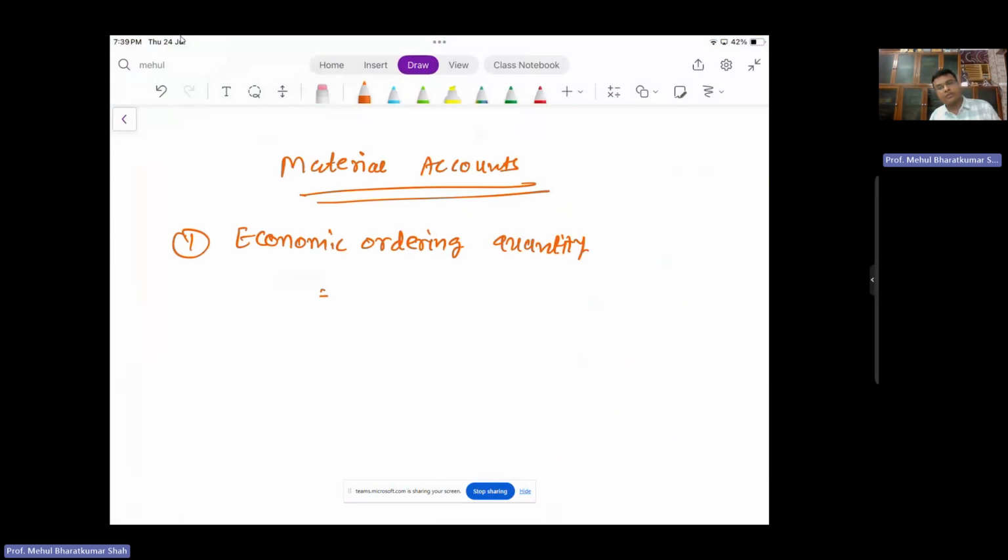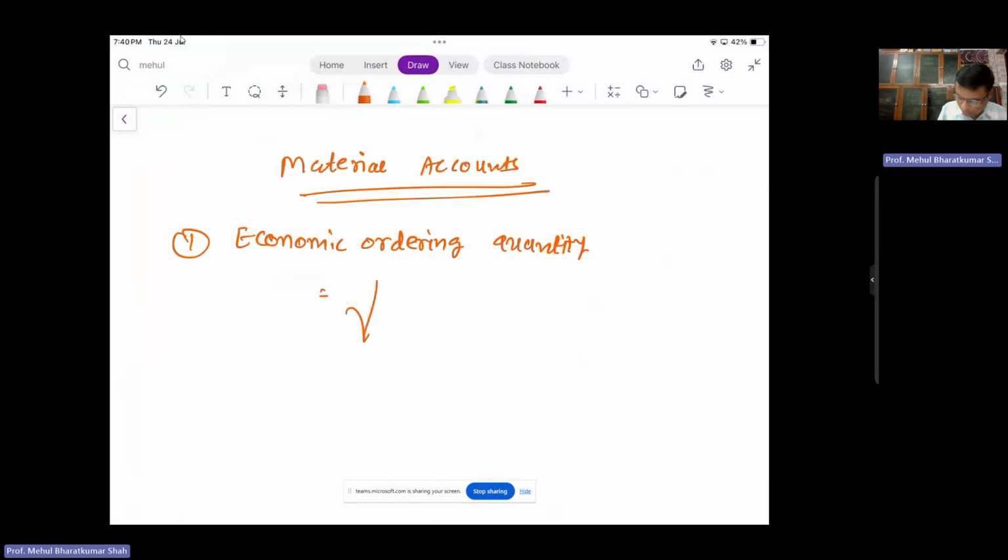Now, economic ordering quantity, two words are there. First is economic and second is ordering quantity. So, how much quantity you need to order so that it will be at the cheapest rate. We should identify the quantity such that when we order it, it is at the very least price.